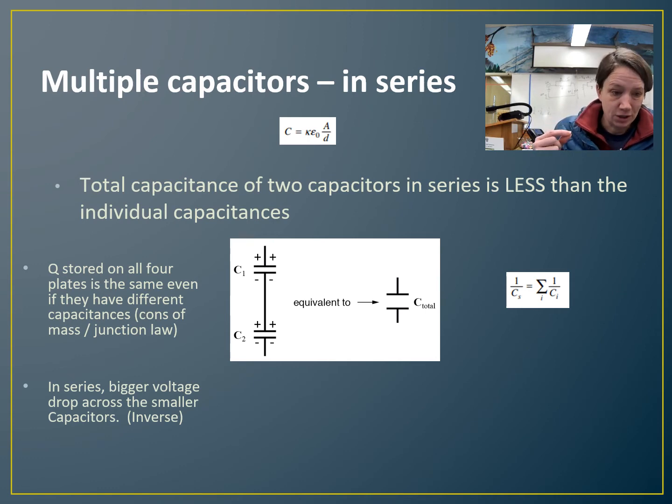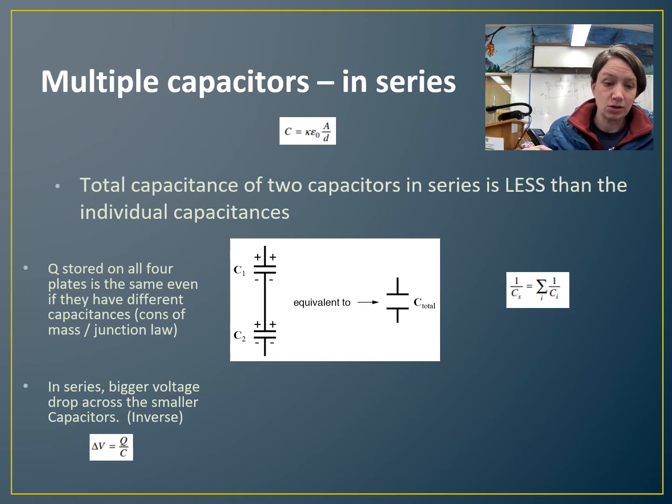A further implication of this is that when two capacitors are in series, we are going to have a bigger voltage drop across the smaller capacitor. There's an inverse relationship. This is shown in that equation that we got last unit: delta V is equal to the Q on a plate divided by the capacitance. So basically you can see there's an inverse relationship. If Q is constant, if both capacitors have the same Q, then the smaller capacitor has a bigger voltage drop, and the bigger capacitor has a smaller voltage drop.